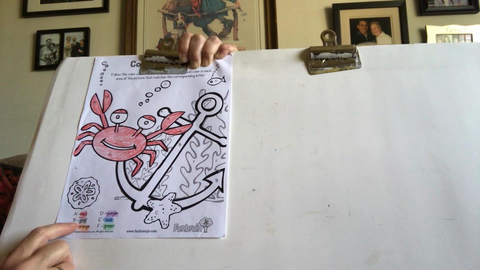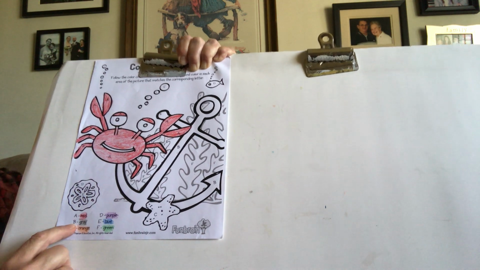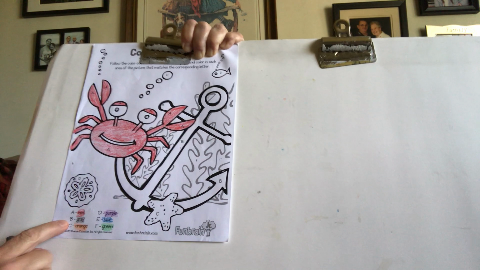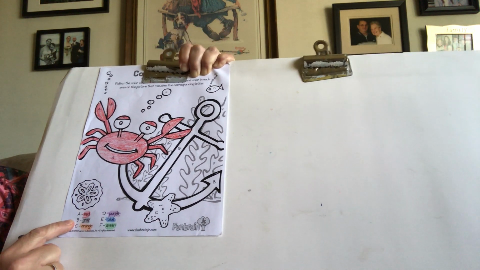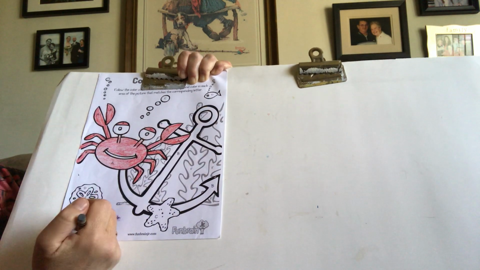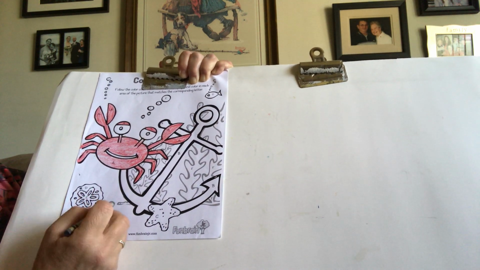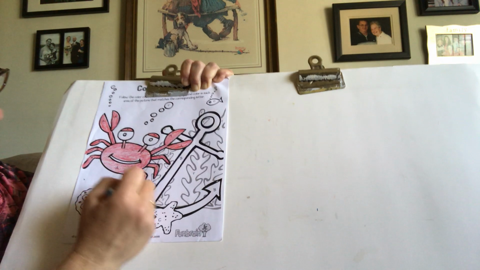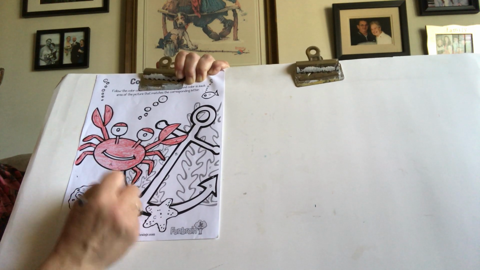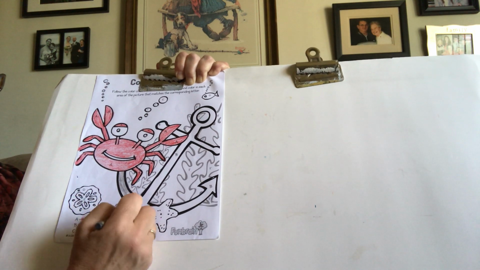Our next color is gray, and that's the letter B. So take your gray crayon, and we're going to look for the letter B. Where do we see a B? Okay, this anchor here, this is a big anchor. That is all going to be gray. Okay, this is all part of the anchor. So this whole big thing here is going to be gray.